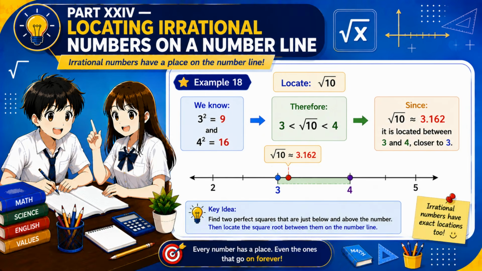To locate the square root of a non-perfect square, first find the two perfect squares surrounding it. 10 is between 9 and 16, so its square root is between 3 and 4. In fact, square root of 10 is approximately 3.162.